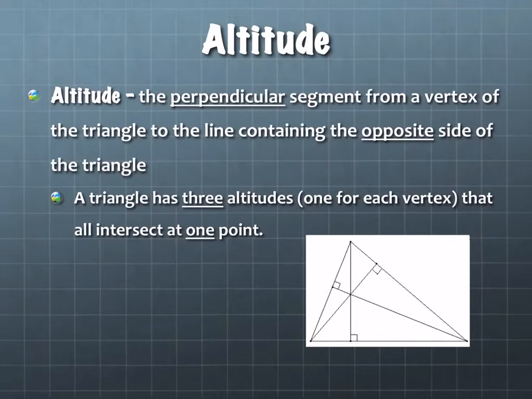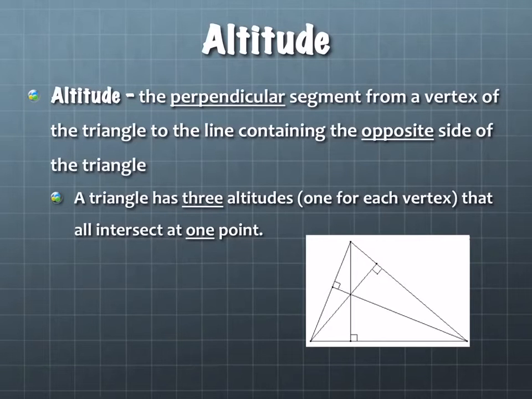All right, an altitude is the perpendicular segment from any vertex of the triangle to the line containing the opposite side of the triangle. A triangle will have three altitudes then, one for each vertex, and they do happen to all intersect in the same point. So every angle, you can drop a perpendicular to the other side. And when you do, for all of those angles, you actually cross at the same point in the middle.